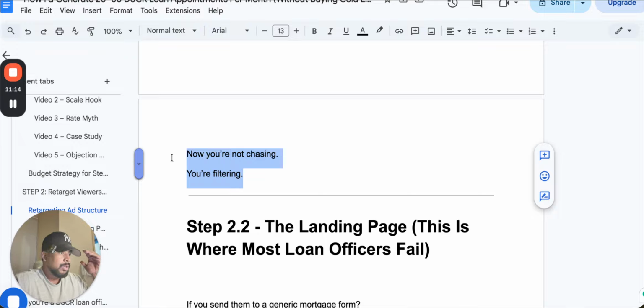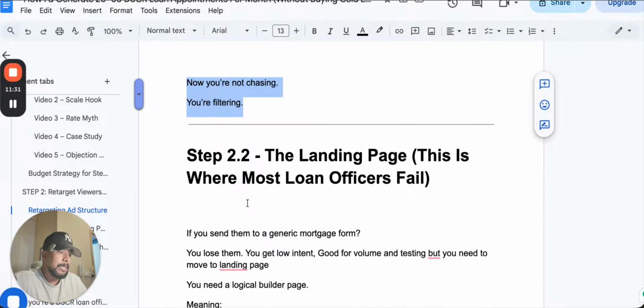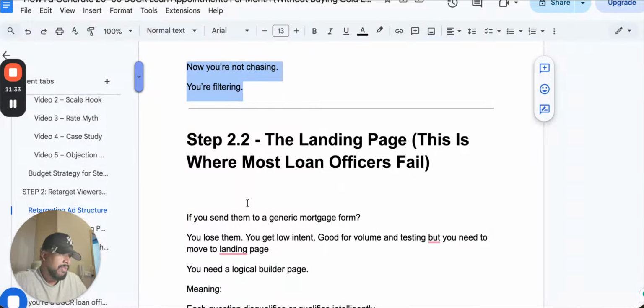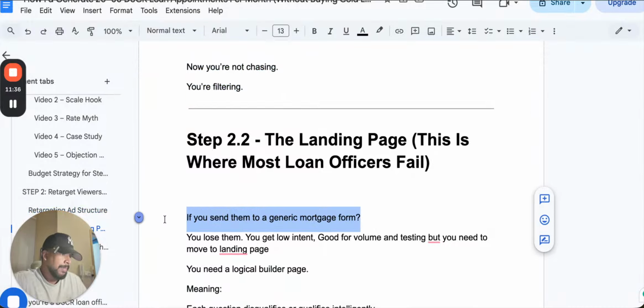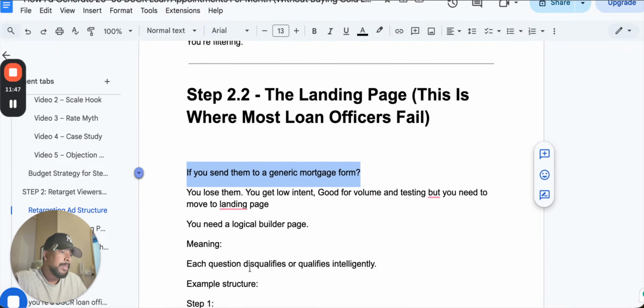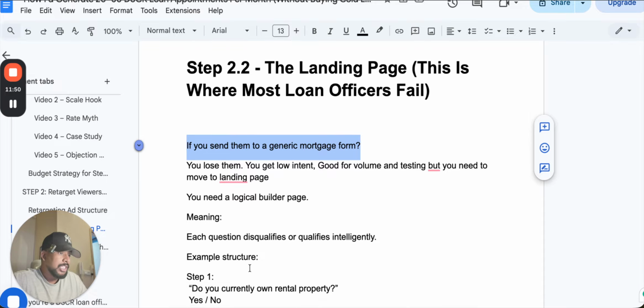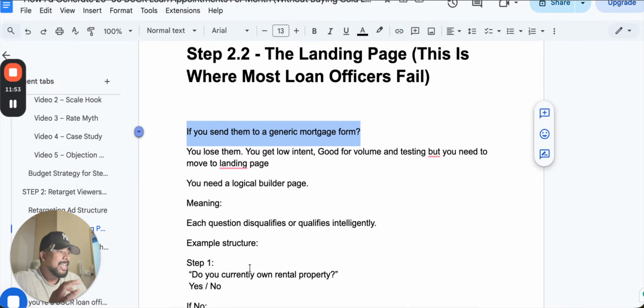Once your step 2 campaign is launched, make sure your landing page is also optimized. I can make a whole video about this, how to make the best landing page for DSCR leads, but make sure the landing page is optimized because this is where most loan officers fail. If you send the traffic to a generic mortgage form, you lose them because you get low intent. The volume is good, of course, you can get a lot of volume, but the intent is very bad from those leads. So make sure you have a logic builder page, where each question qualifies or disqualifies smartly.